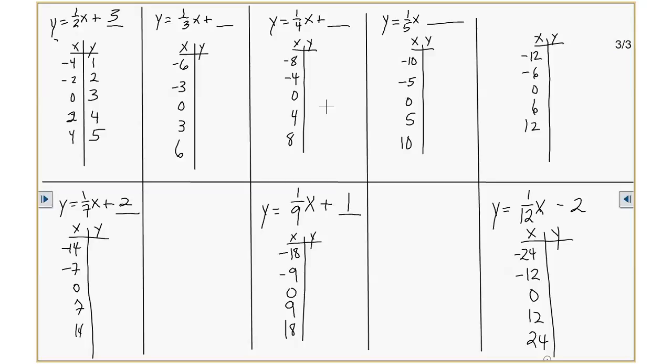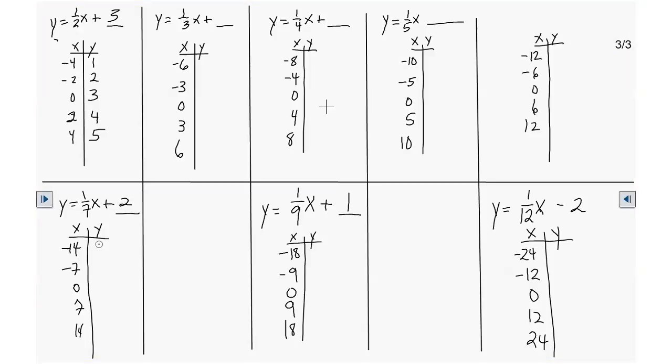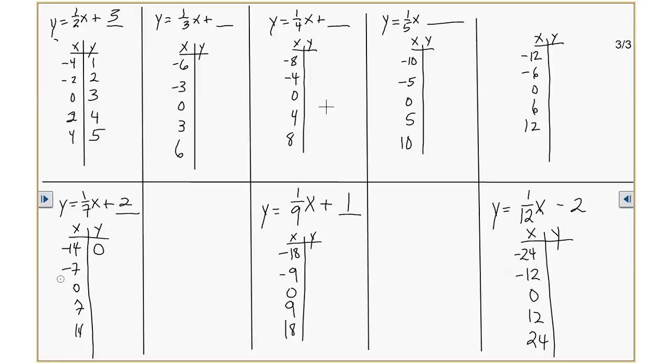All right, so what is negative 14 over 7? I'm sorry, negative 2. Negative 2 plus 2? What is negative 7 divided by 7? Negative 1. Negative 1 plus 2? 0 plus 2, because 0 cancels that out. 0 plus 2 is, and you see the pattern. So let's check the last one. What's 14 divided by 7? 2 plus 2?